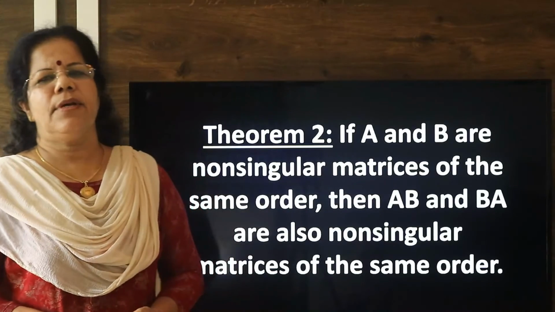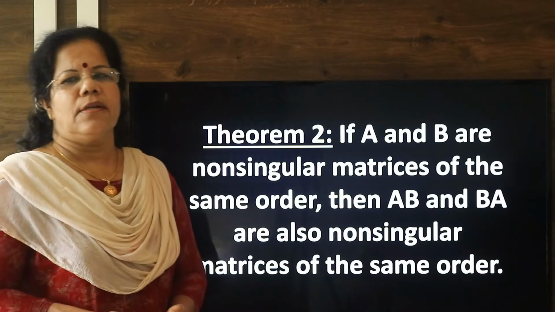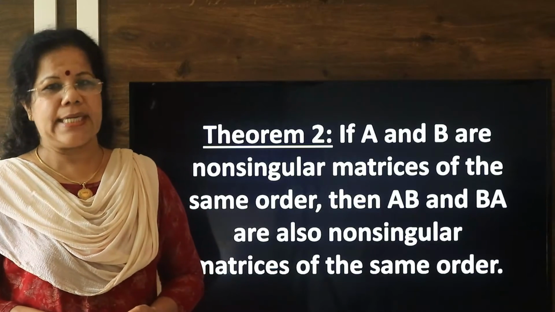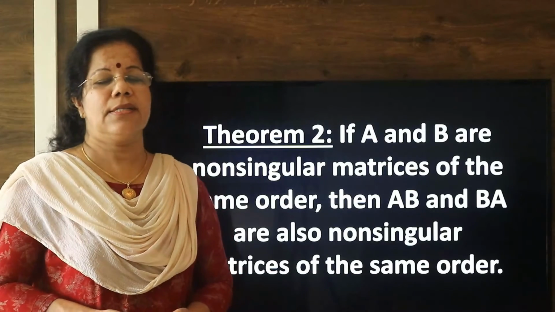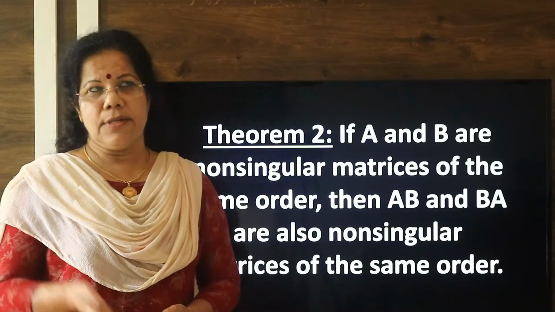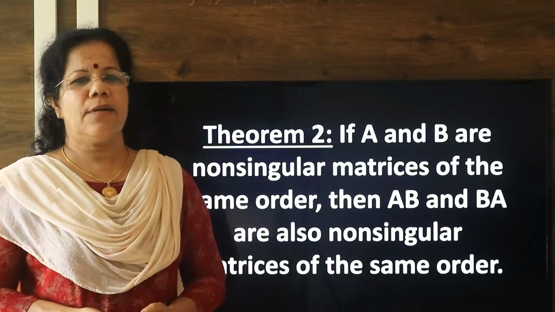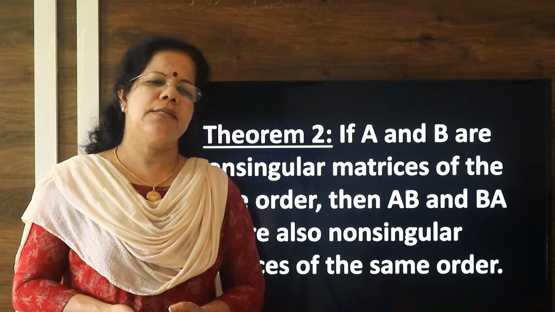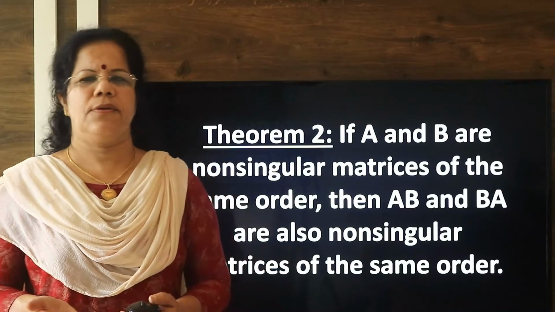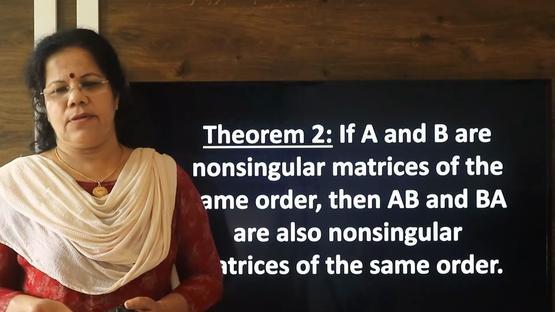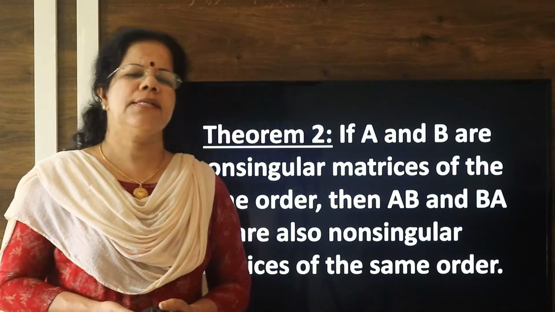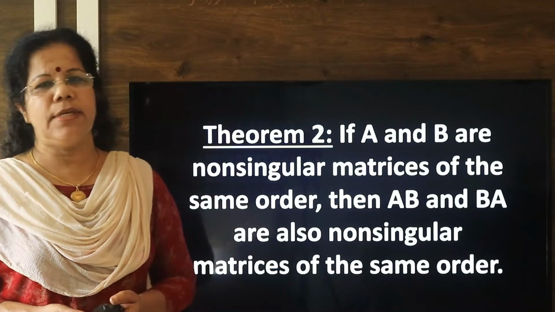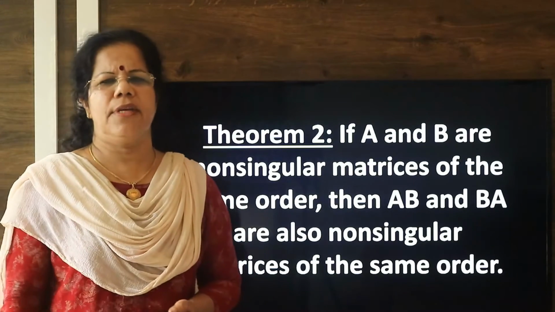Second theorem. If A and B are non-singular matrices of the same order, then AB and BA are also non-singular matrices of the same order. Now earlier in matrices we have studied singular matrix and non-singular matrix. You try to recall that one. A matrix is non-singular if determinant A is not equal to 0. It is singular if determinant A is equal to 0. That's all. So if A and B are non-singular matrices, definitely AB is non-singular and BA is non-singular. That means determinant AB is not equal to 0 and determinant BA is not equal to 0. Simple concept and we can verify it also.